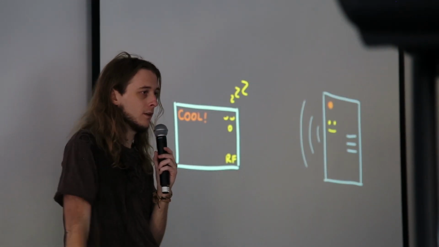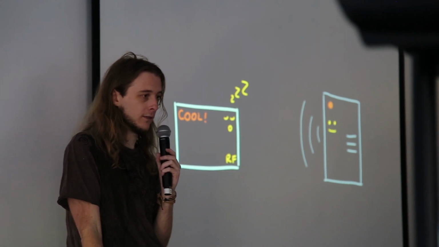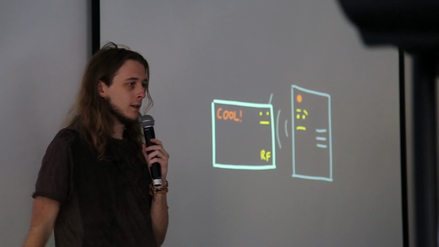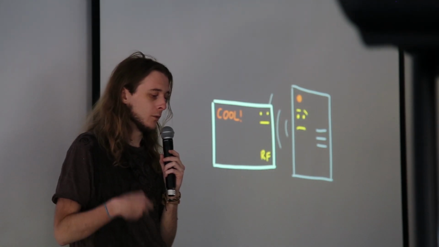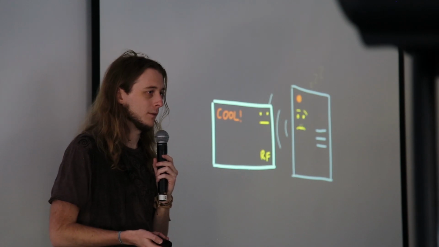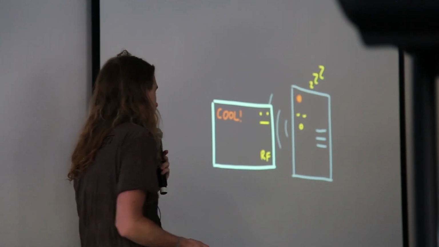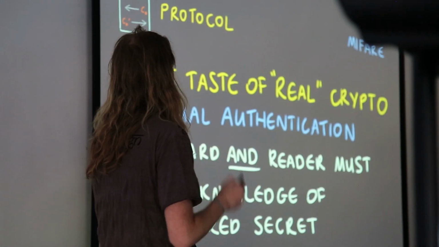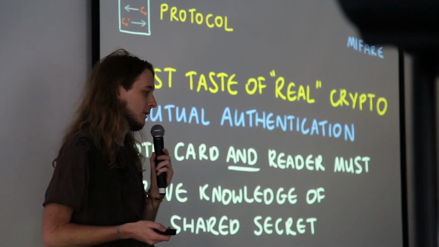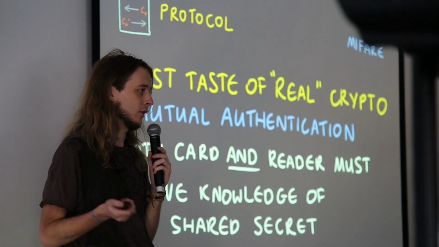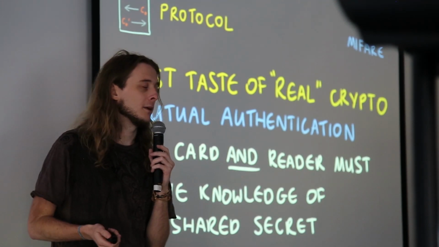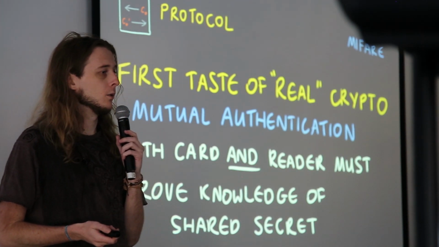So previously, the card was asleep, the reader was doing its thing, you bring the card to the reader, the card wakes up, Wiegand effect, cool. Previously the reader waits for the card to start spitting out its number, and that's cool. In this case, nothing happens. The point is, both the card and the reader must prove knowledge of a shared secret. This is intended to avoid the problem of the cards indiscriminately spitting out the data that they hold.